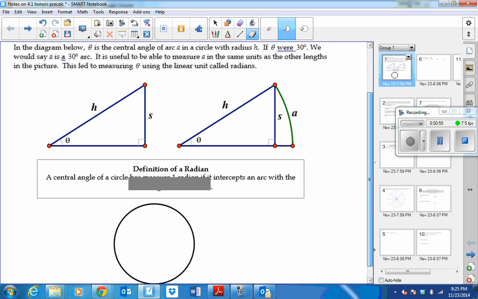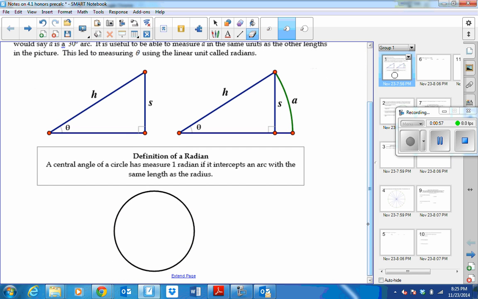So a central angle of a circle has a measure of 1 radian if it intercepts an arc with the same length as the radius. So if I draw a radius r and another radius r, if this arc length is also r, then this arc length is considered to be 1 radian.